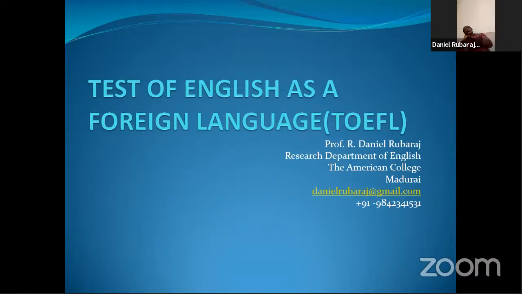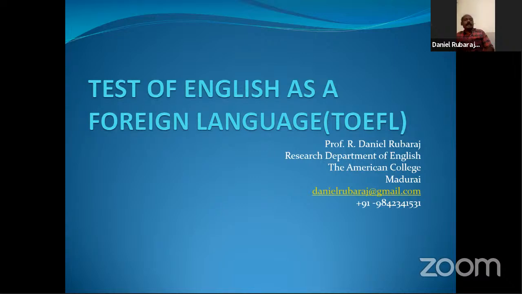So choose the correct exam, the correct test for your purpose. These tests are considered as English for specific purposes. And don't be afraid of these tests. They are meant to test your English language skills, whether you can accommodate yourself in a native speaking country.